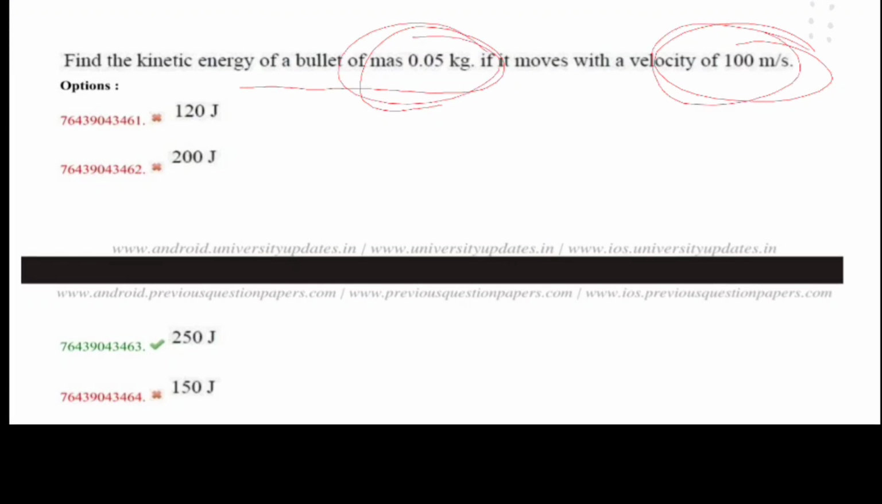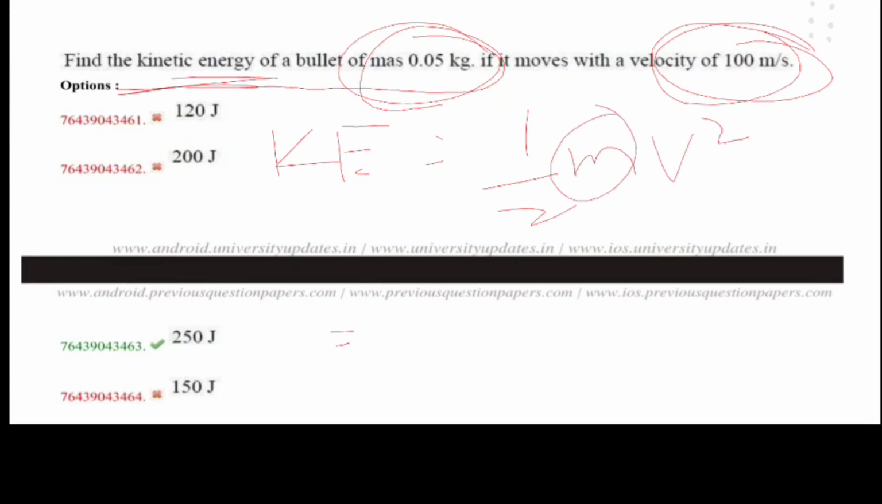Find the kinetic energy of a bullet of mass 0.05 kg if it moves with a velocity 100 meter per second. He has given the mass and he has also given the velocity. He is asking to find kinetic energy. We know that kinetic energy equals half mv square. Substitute the values of m and substitute the value of v. We will get the answer.